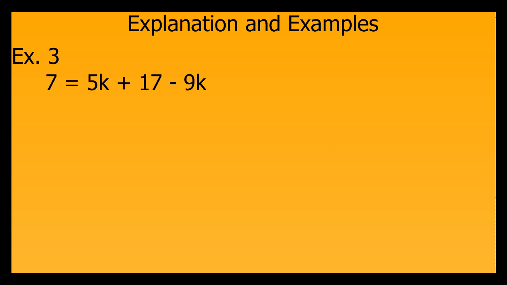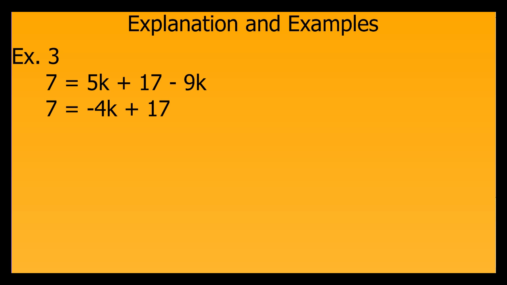In this third example, notice how the variable is on the right side of the equation. While this looks different, we approach it in the same way. But also note that there are some like terms on that right side, so our first step is to combine any like terms we find, in this case 5k and negative 9k.